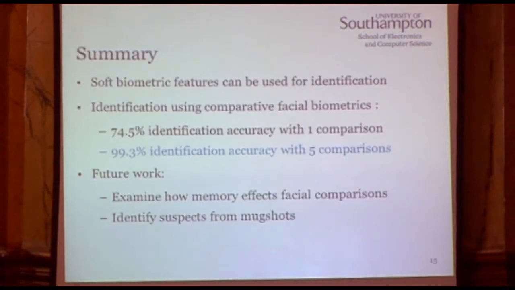So just to summarize, we've shown that descriptions of facial features can be used for identification, and we've achieved a 99.3% identification accuracy with 5 comparisons. Now, obviously, our experiment at the moment is in ideal settings. We're showing both the suspect and the subjects to compare against at the same time. So in future work, we'd like to examine how memory problems affect the accuracy of these descriptions. And also, we're very keen to be able to take a description and search mugshots in future. So we'll be looking into seeing how we can do that.